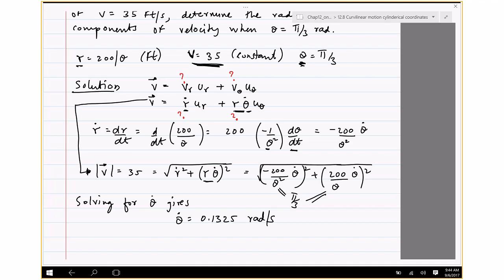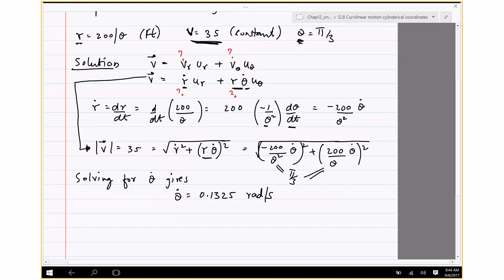Okay. So after you solve for theta, we need to find VR. That's pretty simple now, because VR is r dot. I'm just going to write the final answer, but you can solve that because you know theta dot. It's 24.2 feet per second, and V theta is r theta dot, which is equal to 25.3 feet per second.